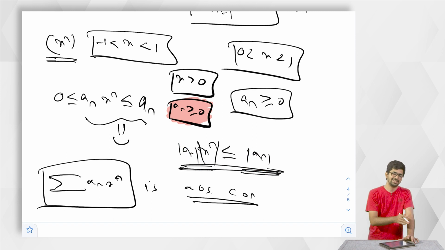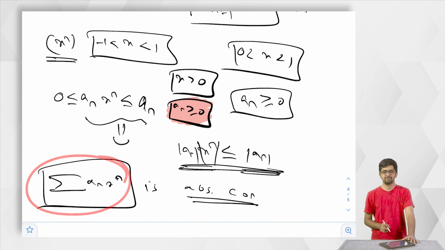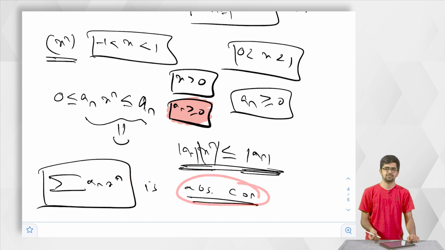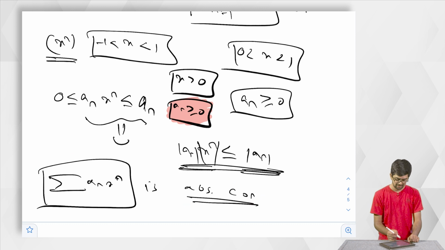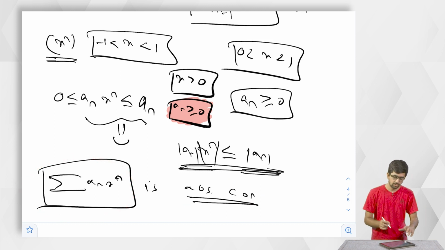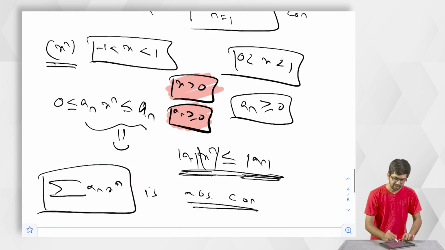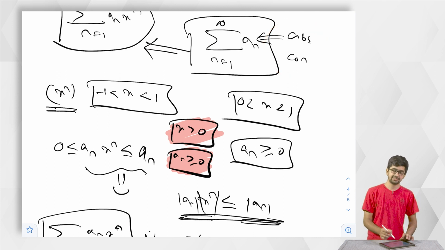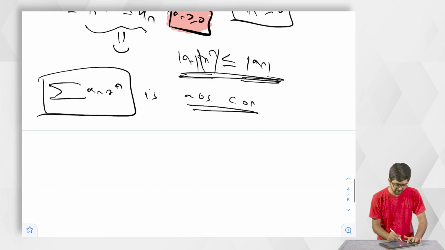Then again, the same comparison test will conclude that the summation of a_n x^n is absolutely convergent. Absolute convergence implies convergence, so one can see that this is convergent. Now one can also relax this condition that x is positive, but absolute convergence is necessary.